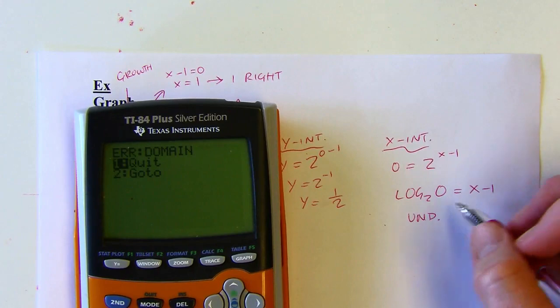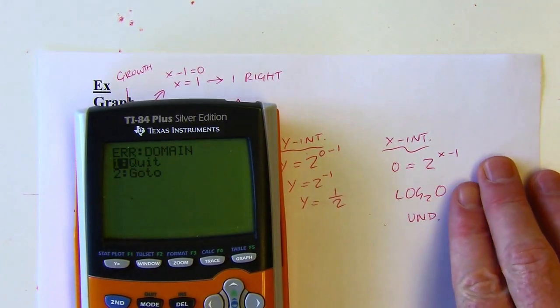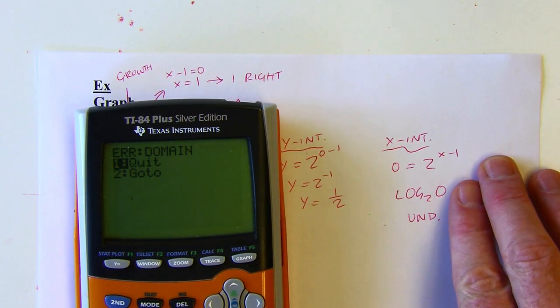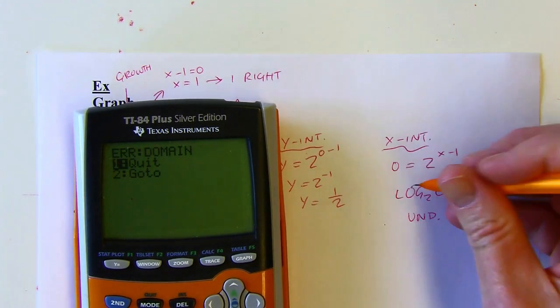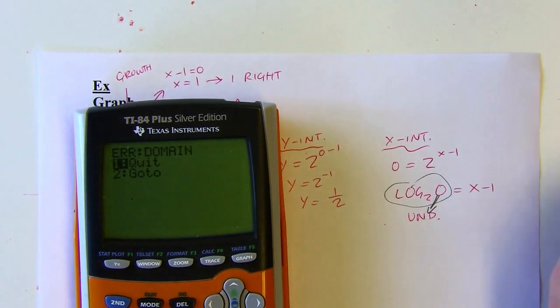And the reason why is because if you think about this, look at the left side of this equation. 2 raised to some power equals 0. You can't do that because even 2 to the 0th equals 1. And if you do 2 to the negative 1, then it comes out to 1/2 and so forth. Anytime you have 0 as the contents of a log, it's going to end up undefined.